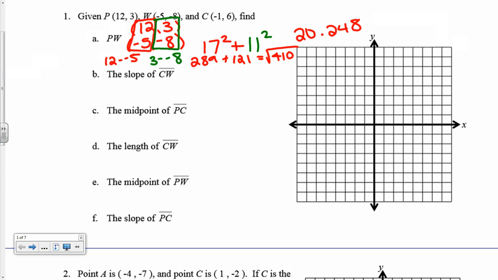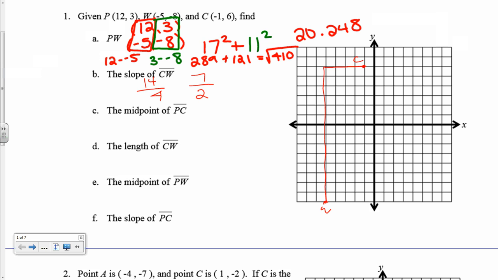All right, the slope of CW, that one I can't fit on the graph. C is at negative 1, 6. Here's point C. W is at negative 5, negative 8. So here's W. For slope, I wanted to do my rise and my run. So I went up 8, 9, 10, 11, 12, 13, 14, then over 4. So I get 14 over 4, which simplifies to 7 over 2. So there's my slope.